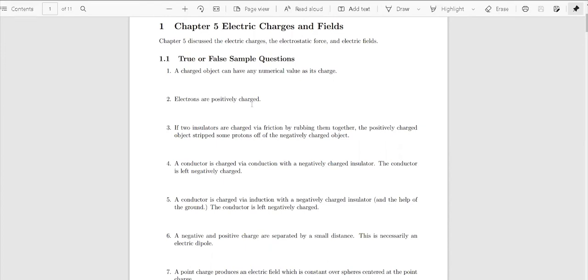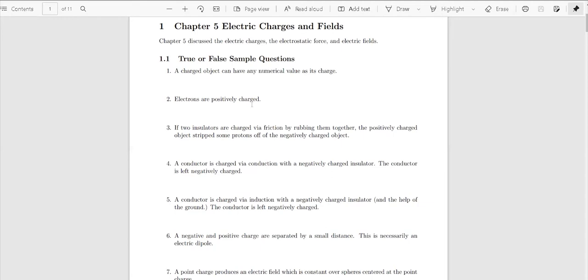3, if 2 insulators are charged via friction by rubbing them together, then the positively charged object stripped off some protons of the negatively charged object. This is false. Only electrons can be transferred between objects composed of atomic matter, at least. The protons are held pretty firmly in place, but if you rub vigorously enough, then you can cause some transfer of electrons.